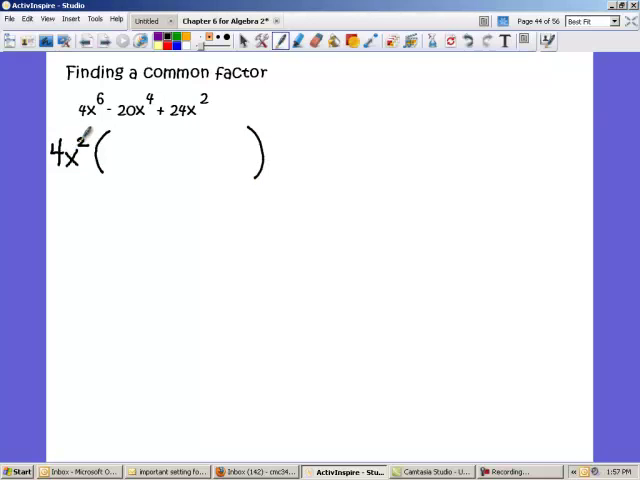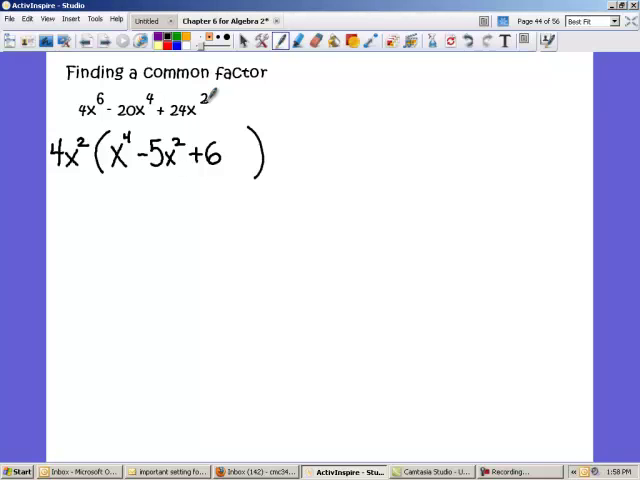So 4x squared times what here will give us 4x to the 6th? Well, we only need 4 more of those x's, so 2 plus 4 is 6. Now we move on to the next one. 4x squared times what will give us negative 20x to the 4th? And that answer is negative 5x squared. So 4 times negative 5 is negative 20. x squared times x squared is x to the 4th. And the last one, 4 times what will give us 24? And x squared times what will give us x squared? Well, we already have x squared, so that's done.